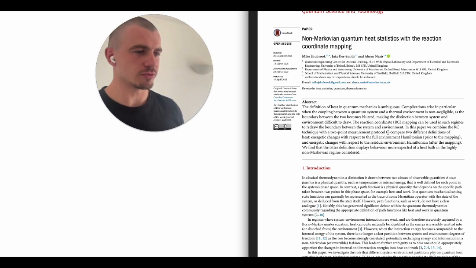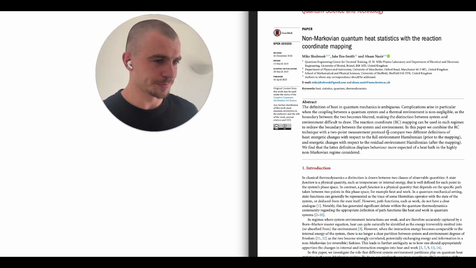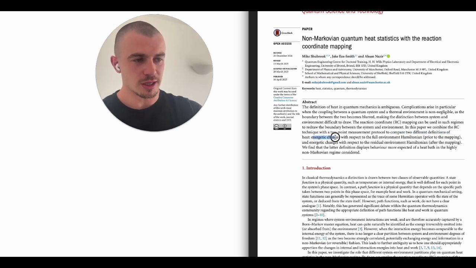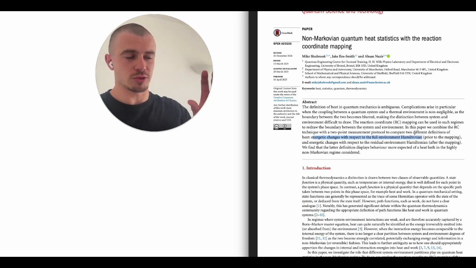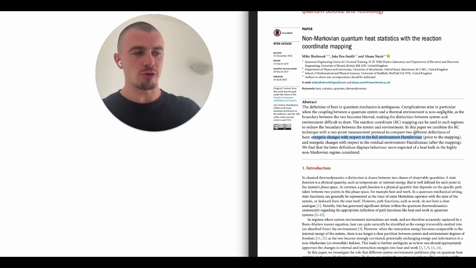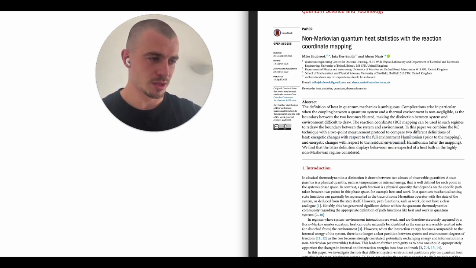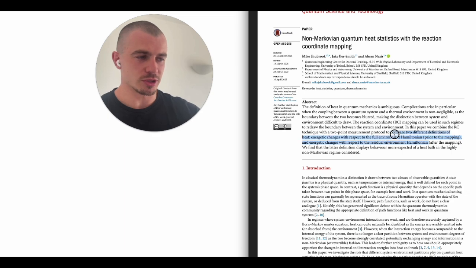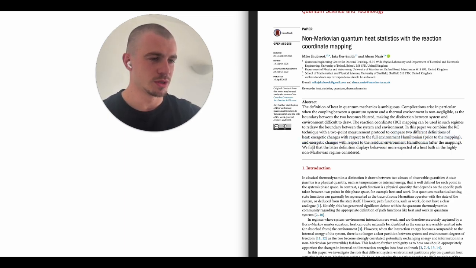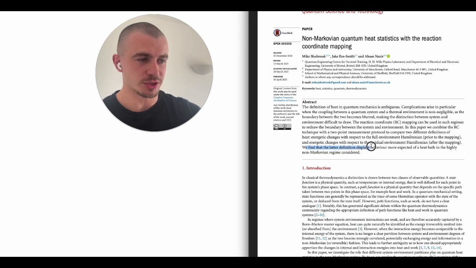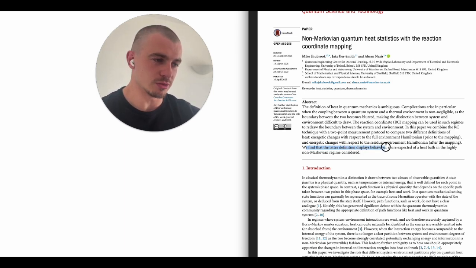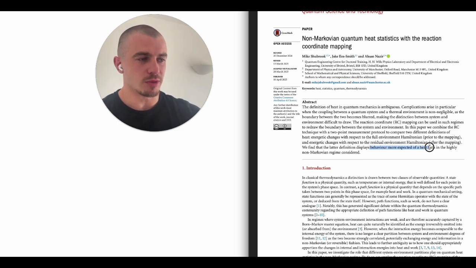So we combine the reaction coordinate mapping with the 2-point measurement protocol, and we use it to compare two different definitions of heat. We want to calculate how much the energy of the environment before we perform the reaction coordinate mapping changes, or how about the environment after we perform the mapping, which is called the residual environment. I'll cover what happens when we perform the mapping just so that we know what that means. Finally, we find that the latter definition, the residual environment definition of heat, displays behaviour more expected of a heat bath in this highly non-Markovian regime that we consider.